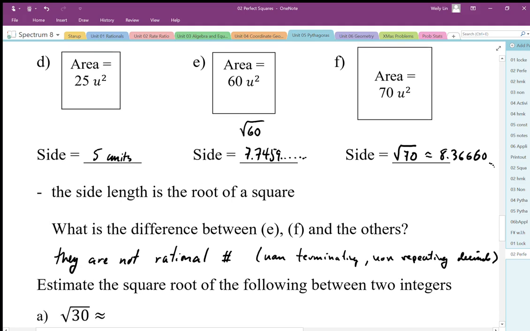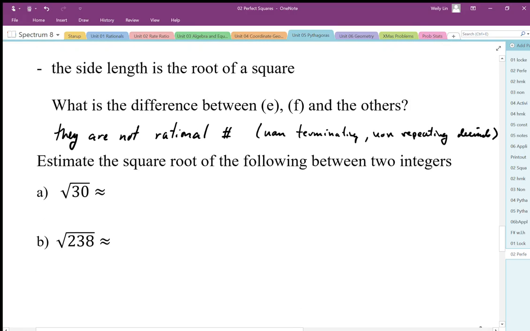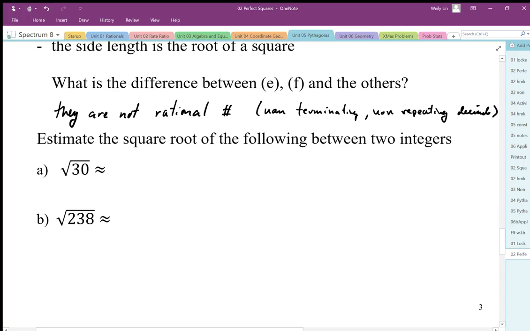So we need to be able to recognize that some of these numbers are not going to be exact values. And when we don't have calculators, we need to at least be able to estimate. So when I want to find the edge length of a square with 30 squares, I need to know that this square is bigger than a 25 square, which has an edge length of 5 units. So the side must be bigger than 5 units. But it also has to be shorter than 6 units because it's got to be smaller than a 36 square, which is a side length of 6 units.